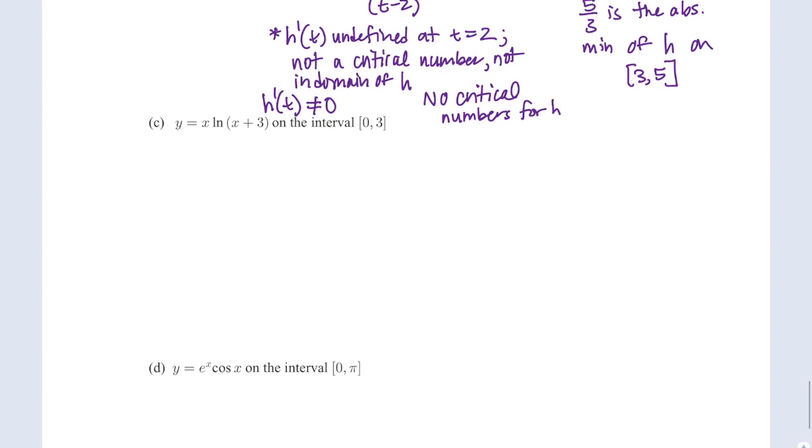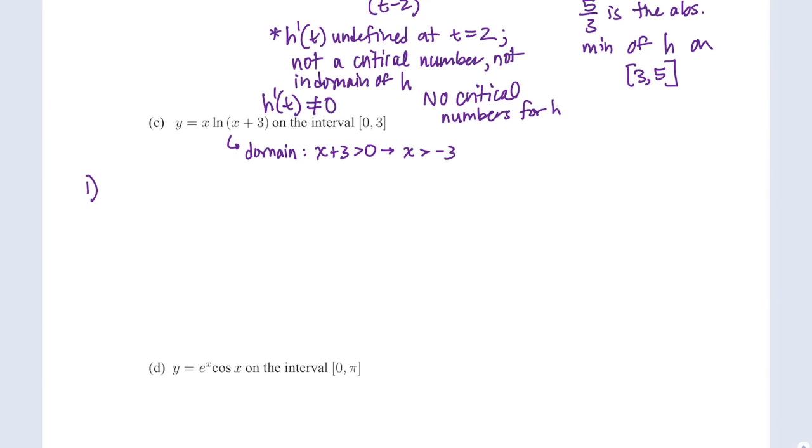The next example, we have x times natural log of x plus 3 on the interval from 0 to 3. Let's just talk about the domain quickly. For the domain, we need always a positive input for the natural log. So we would need x plus 3 to be greater than 0, which means x has to be greater than negative 3. So this interval is part of the domain, so that's good.